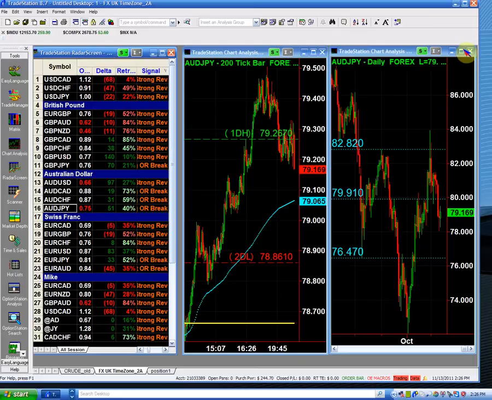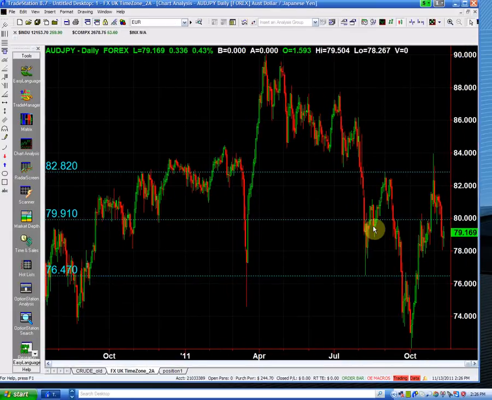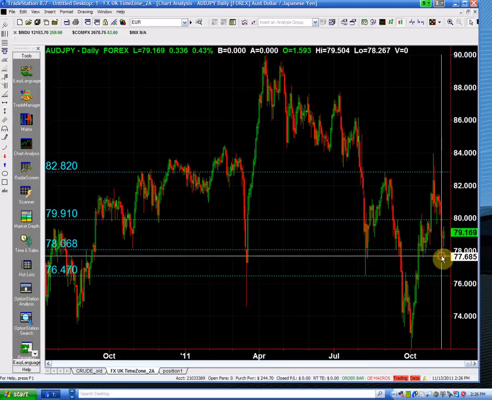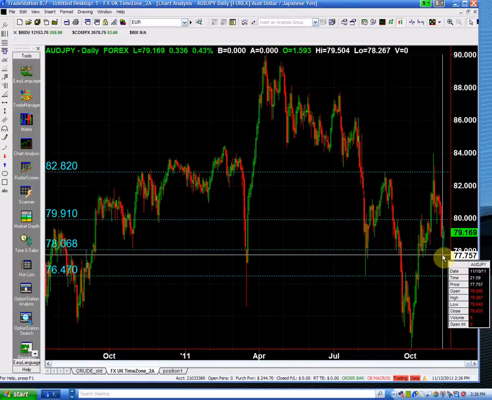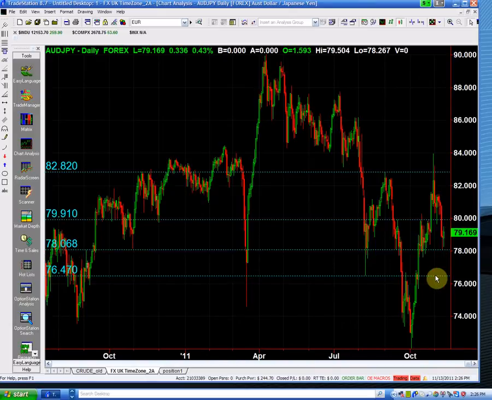Now this is the Aussie yen, and if you look at the daily chart, you can see that we closed the week at 79.16. That decline that we had in the Aussie the last couple of days, we came down and tested the low at or around the 78, 78 even.